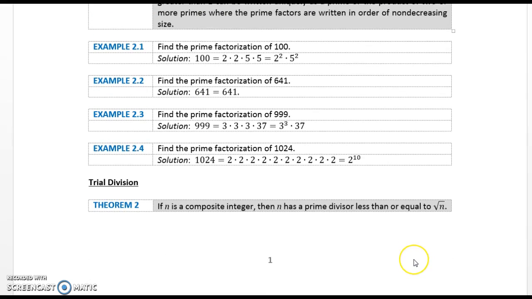Example 2.1. Find the prime factorization of 100. Solution. 100 is 2 times 2 times 5 times 5, or 2 squared times 5 squared. Example 2.2. Find the prime factorization of 641. 641 is prime. Example 2.3. Find the prime factorization of 999. 999 is 3 times 3 times 3 times 37, or 3 cubed times 37. Example 2.4. Find the prime factorization of 1024. 1024 is 2 to the 10th.